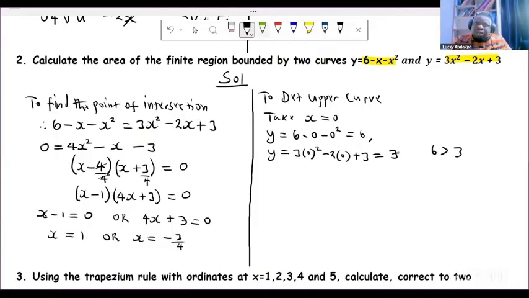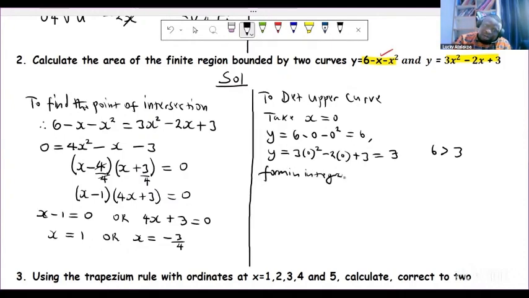Therefore, what gave us 6? The equation that gave us 6 is the upper one, which is this one, right? That's the upper curve. So we are going to form an integral now that we know all of that. So we want to form an integral.